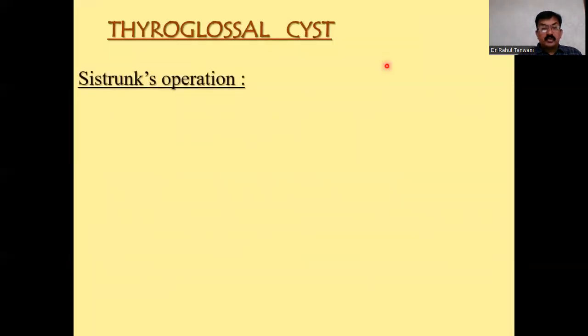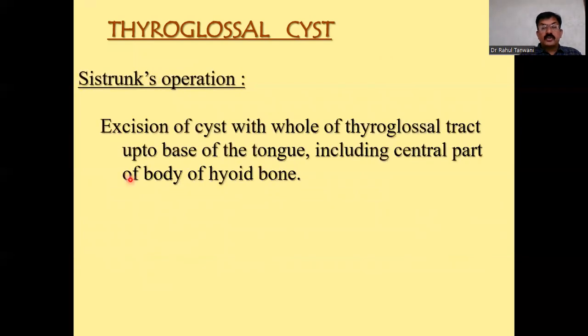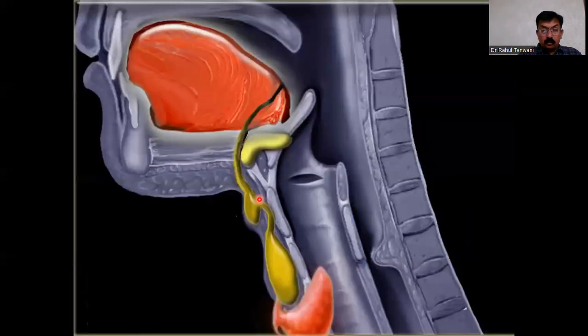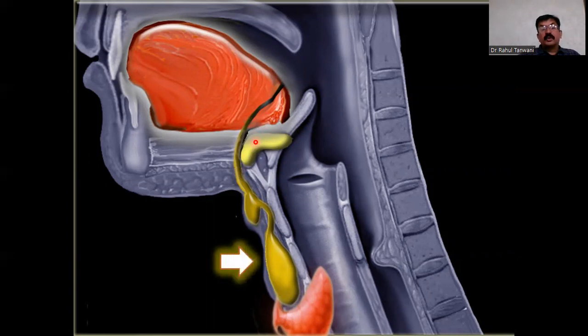I'll show you Sistrunk's first. Excision of the cyst along with the whole of the thyroglossal tract up to the base of the tongue, including the central part of the body of the hyoid bone. Cyst, whole tract, and central part of the body of the hyoid bone. This minimizes the chances of recurrence. So all these things should be removed. Then only you can say that I have done Sistrunk's operation.